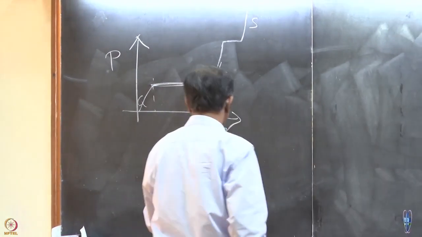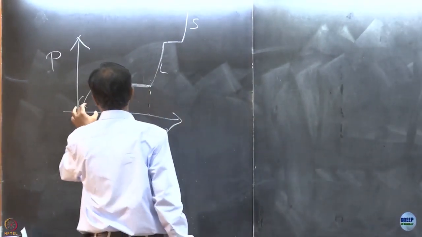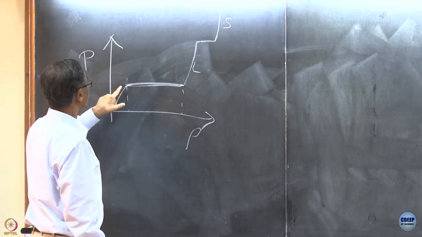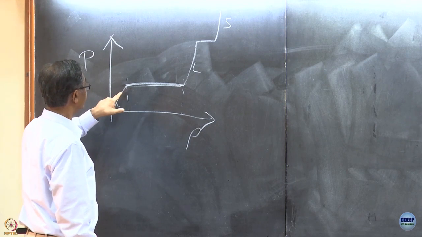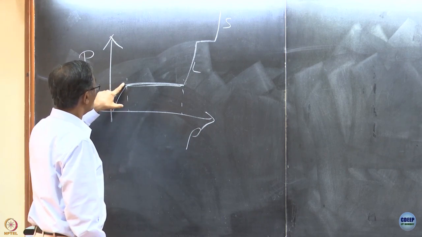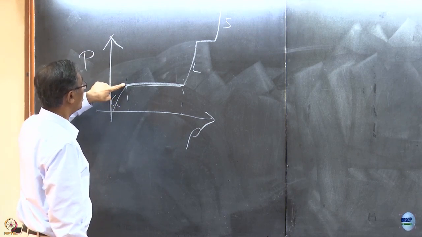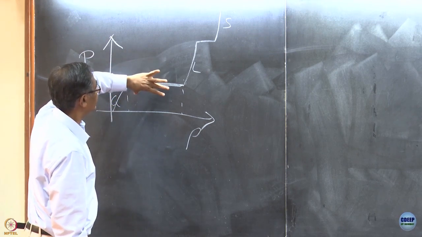So the whole idea is that if I want to understand how a phase transition takes place and why a phase transition takes place, this why and how will depend, I see if my understanding is proper or not, on whether I can explain this change in density.